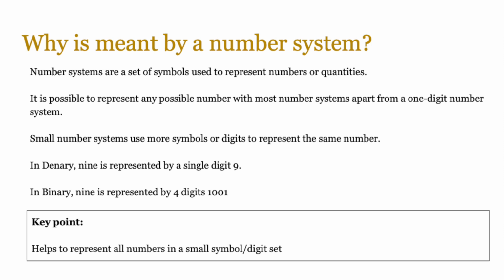So the key point here is that number systems help in representing all numbers in a small symbol or digit set. So what are the most common number systems? Well, you've heard about binary. This uses a base 2 number system. Base 2 means 2 digits. Denary, also known as the decimal system, uses the base 10 number system, and this is the most common system that we use because we have 10 digits on our hand, and we perhaps learned to count using that in the early days of our existence.